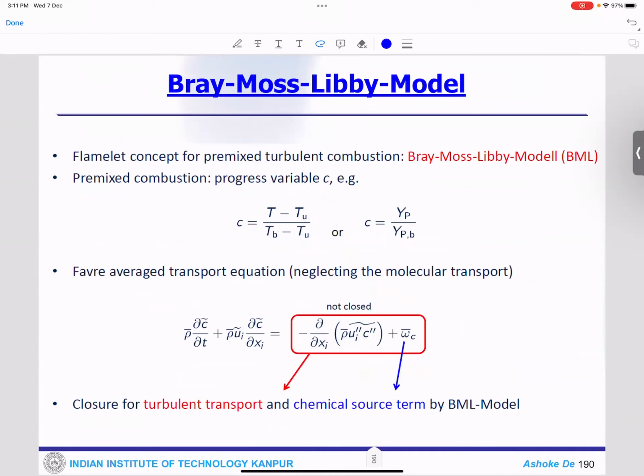You define the progress variable, which I have talked about, either in terms of non-dimensional temperature, where U stands for unburned and B stands for burned. That means if you have a flame front like this, one side would be burned and one side would be unburned. Based on that, you can define the progress variable, or you can define it based on the mass fraction. Then you can have a transport equation for the progress variable, with a turbulent flux term and the chemical source term.